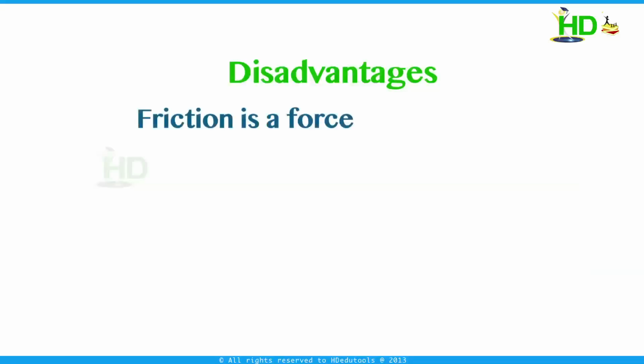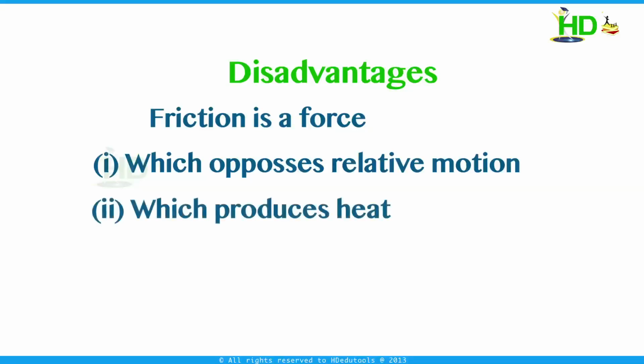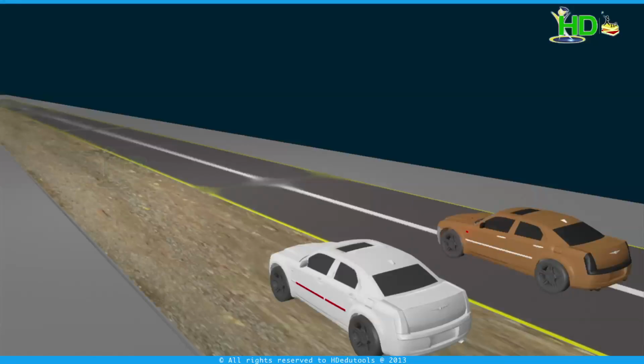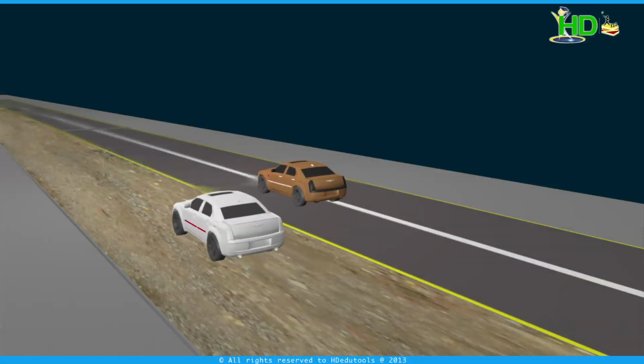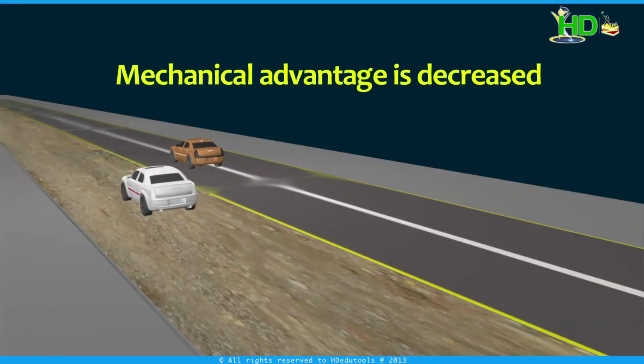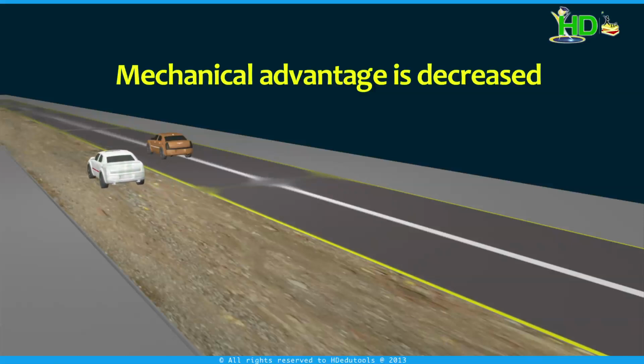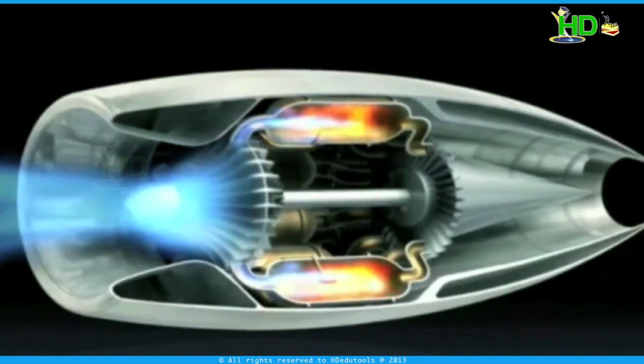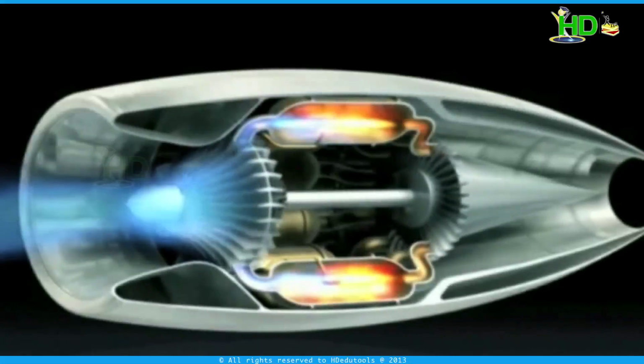That means friction is a force which opposes the relative motion between two surfaces. Friction produces heat, and because of friction, wear and tear can occur. We can say these are the disadvantages of friction. Due to frictional force, the speed of the vehicles is decreased, the engine takes more fuel, the mechanical advantage of the engines is decreased, wear and tear occurs, and unnecessary heat is produced. This may cause damage to machinery parts.